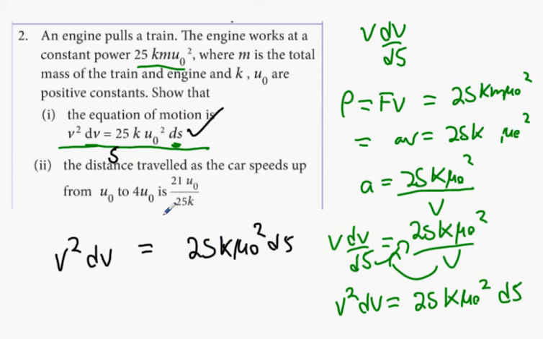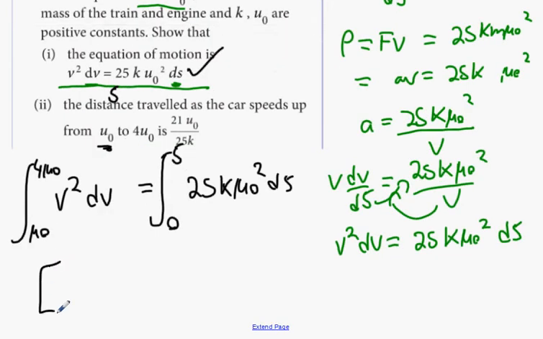Find the distance traveled. We start the clock off at 0 because we're assuming no distance has been traveled to get to this point. We're only looking for the distance traveled in between speed 1 and speed 2. That's why you can set your lower limit to 0. Then your upper limit will be s. And then what we can do next is v squared dv, with 4 mu 0 on top and mu 0 on the bottom. Integrate: v cubed over 3, from 4 mu 0 to mu 0.